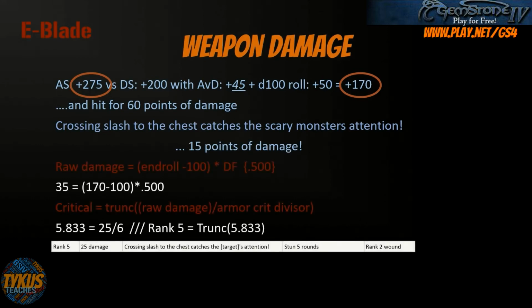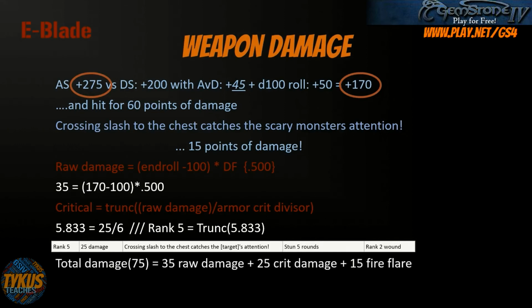If we dig into the math, we see that because of the 4x enchantment, our raw damage is up at 35, which in turn pushes our critical rank to rank 5. So when we do the calculation of the total damage, including the fire flares, we get 35 from raw damage, 25 from the rank 5 critical, and then the additional 15 from the fire flares. And as is with any elemental flare, this can be from 5 points of damage all the way to 60 points of damage, and happens about every 6 swings or so.